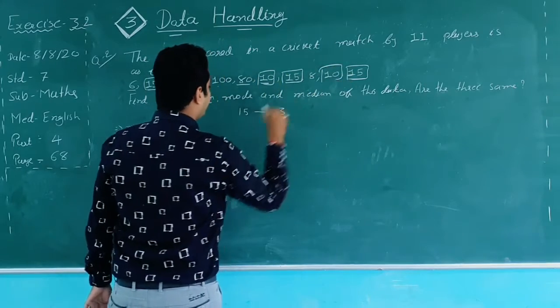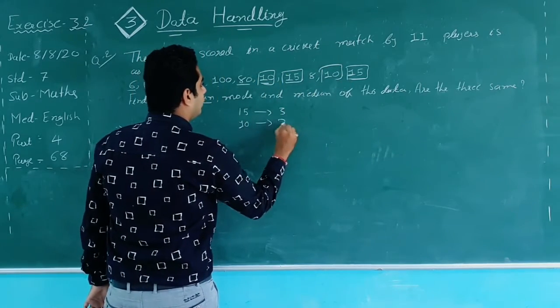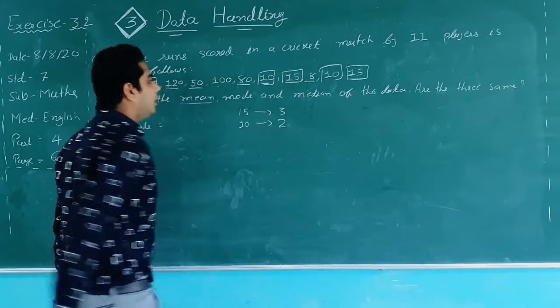How many times does 10 occur here? So 10 is repeating 2 times. And 8, how many times does 8 occur? Only 1 time.